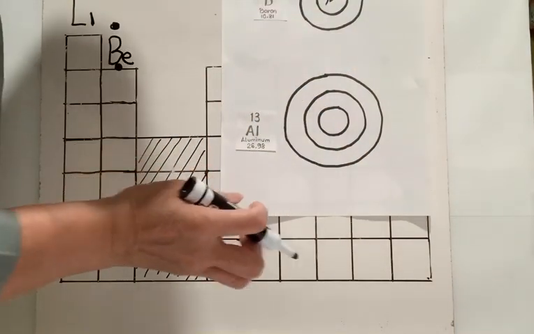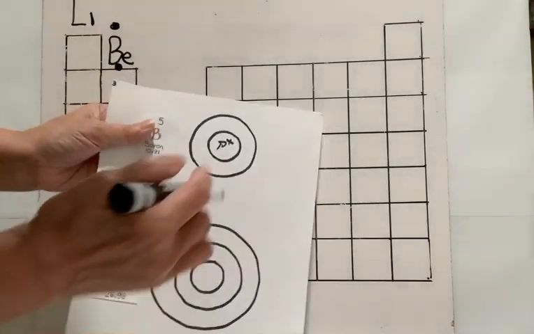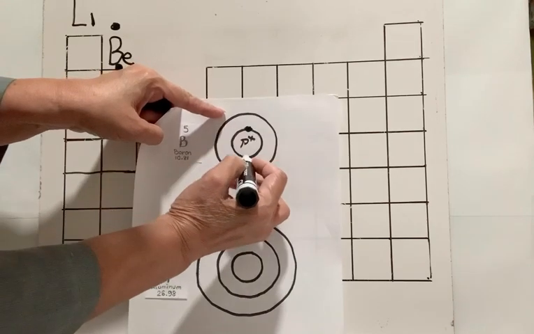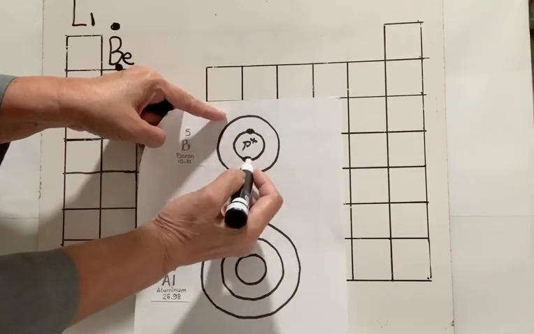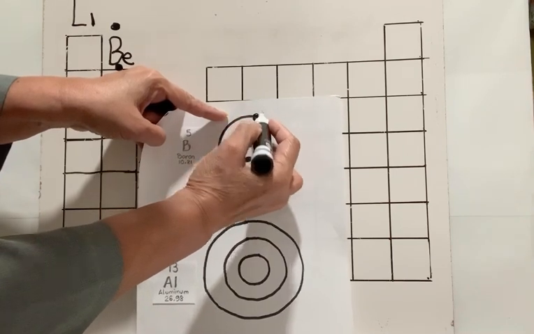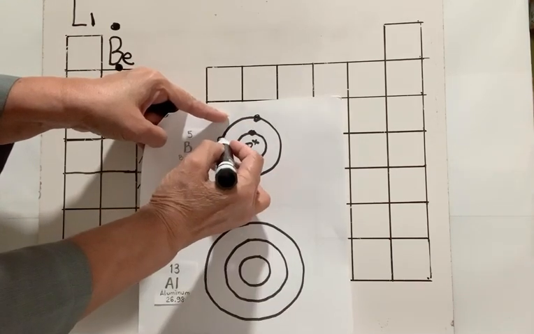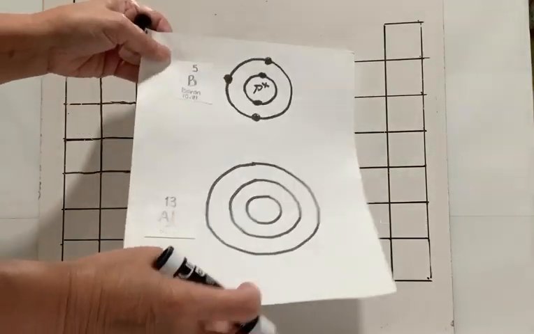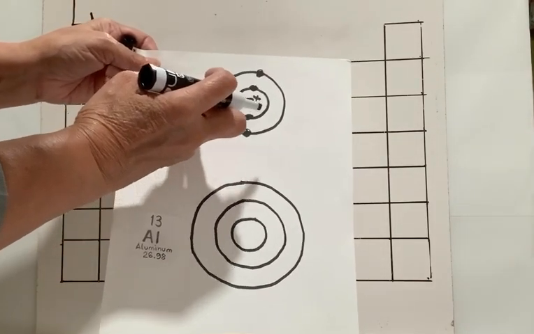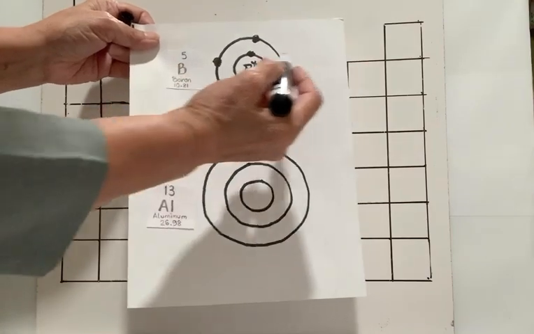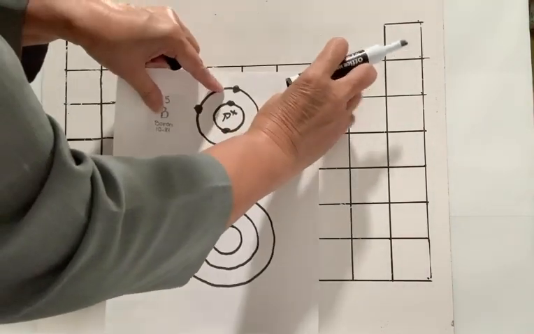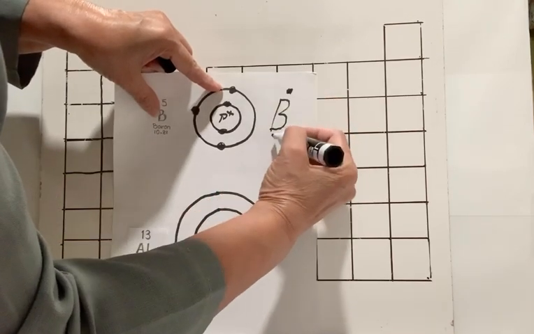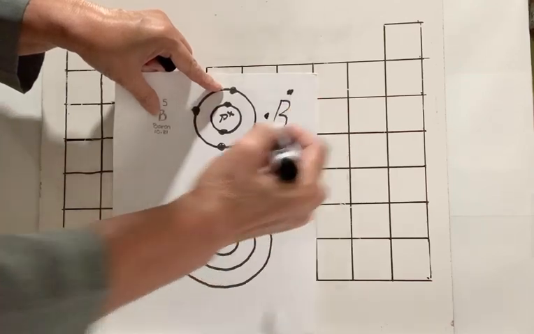So, again, the first 2 electrons go to the first energy level. And then the remaining 3 are on the second energy level. 1, 2, and 3. Okay? That means that for boron, the electron dot diagram is the symbol of boron, so we have B with 3 valence electrons.